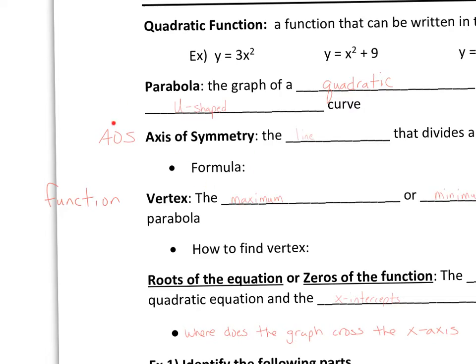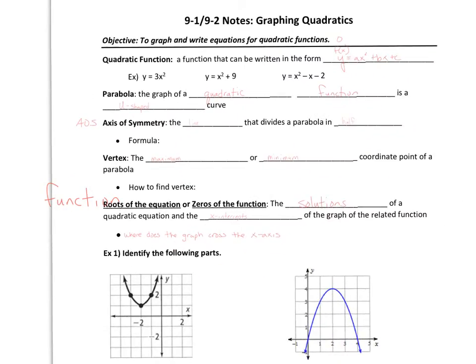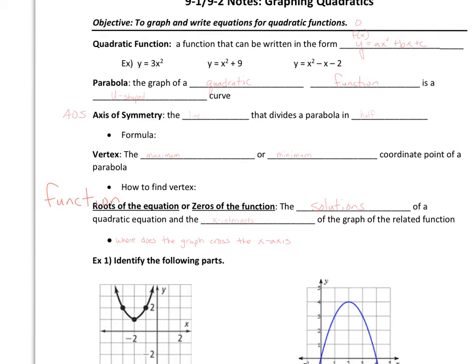Okay, the next vocab word we're going to have to learn about today is vertex. So vertex is either the highest or lowest, they call it max and min in the book, but the highest or lowest coordinate point of a parabola, okay? And we'll talk a little bit more about what all that is, and we will also talk about how to find that in a later video.